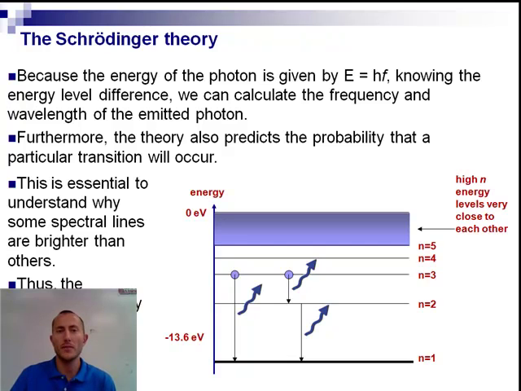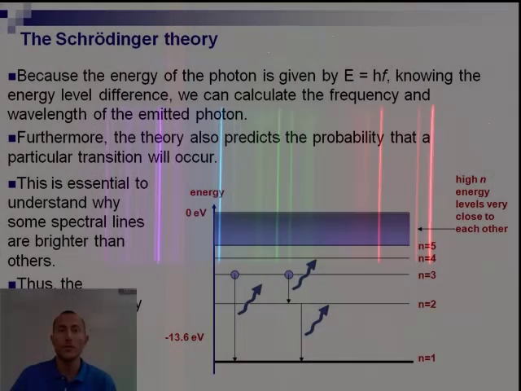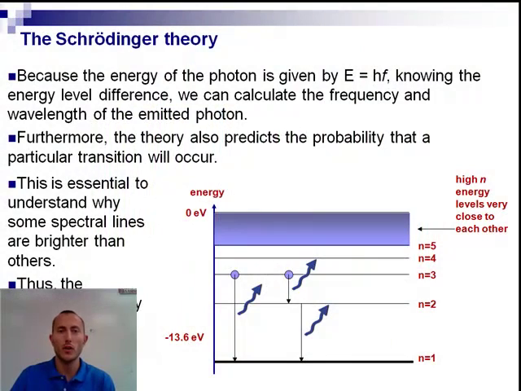If you look at an emission spectrum, you'll see that some lines are brighter than others, and this is because the probability of that specific transition between energy levels is higher than another. So the dimmer spectral lines have a lower probability of occurrence than the brighter ones, and so they happen less frequently. The Schrödinger theory did a very good job explaining atomic spectra.